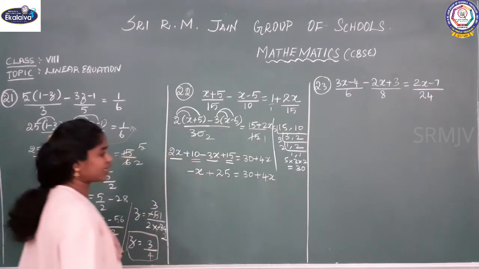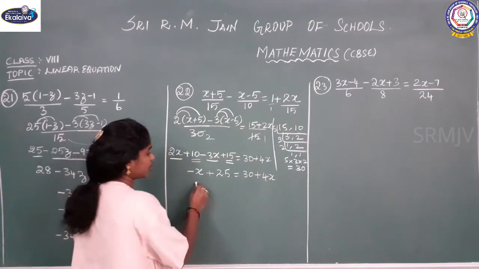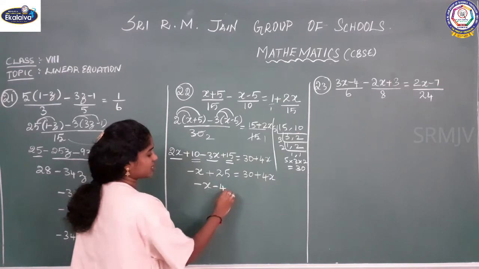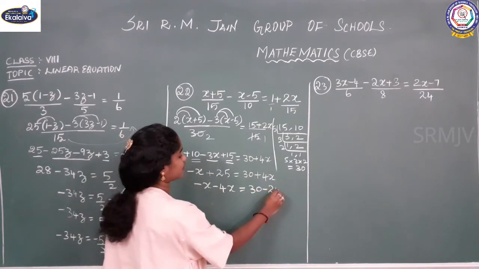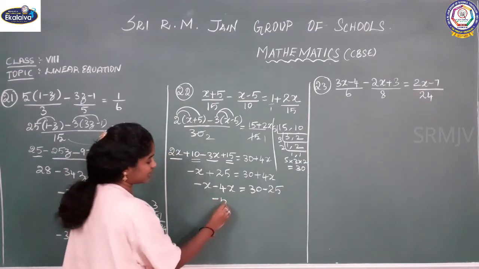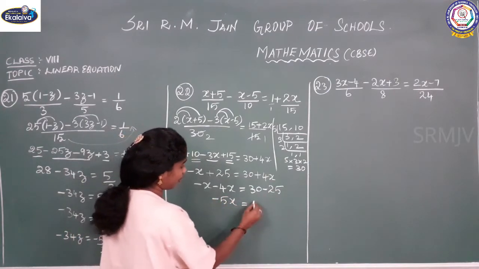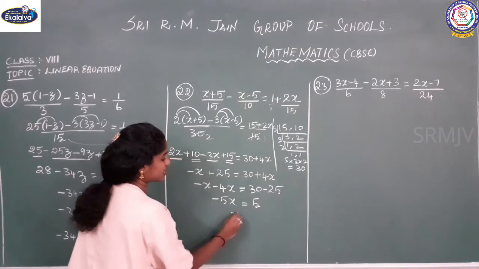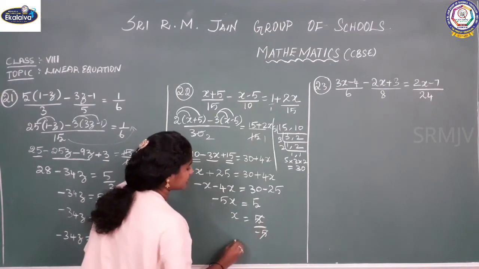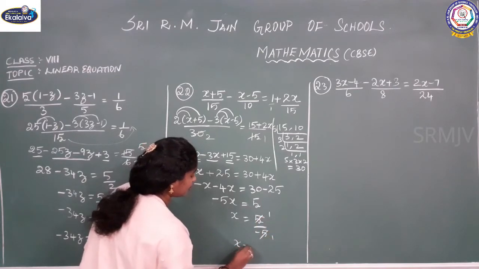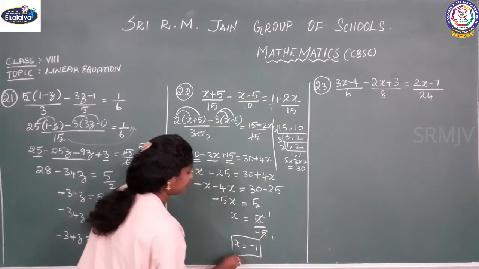I am going to bring all the x on one side and numbers on one side. So minus x minus 4x is equal to 30 minus 25. So I will get minus 5x is equal to plus 5. So x is equal to 5 by minus 5. So I will get x is equal to minus 1.